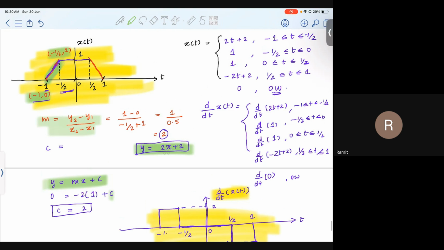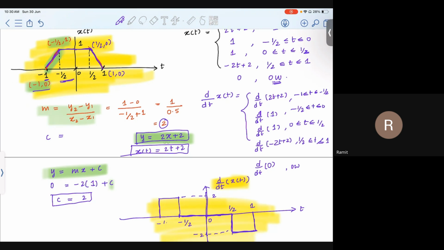Here our y is x of t, and our x is t, hence this is 2t plus 2. Similarly you can find any line. These things you can identify easily, but if you have to find this line, plug in the points, and using your y equal to mx plus c calculations, you can find the line equation. Okay, so this is clear, right?